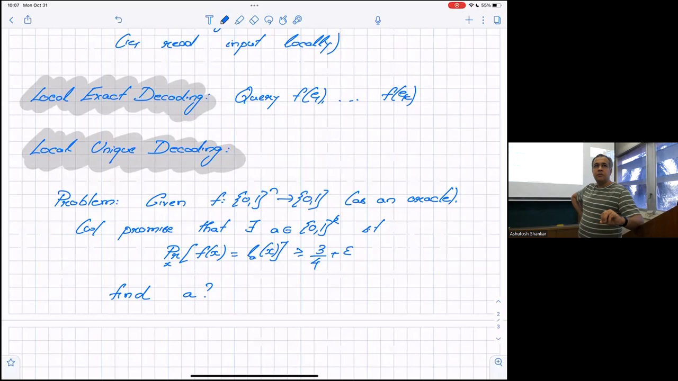If you don't care about the number of queries, if you're allowed to read the whole input, the Hadamard case is a trivial case. The question now is, I'm only allowed to read the input at a very small number of locations. And I solve the problem.